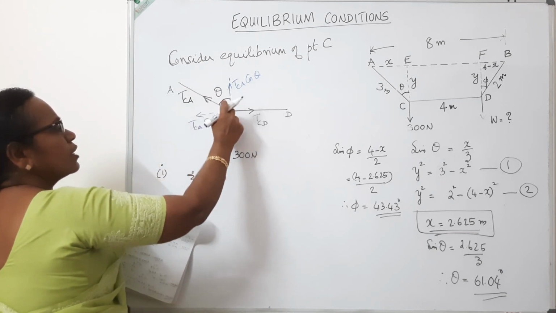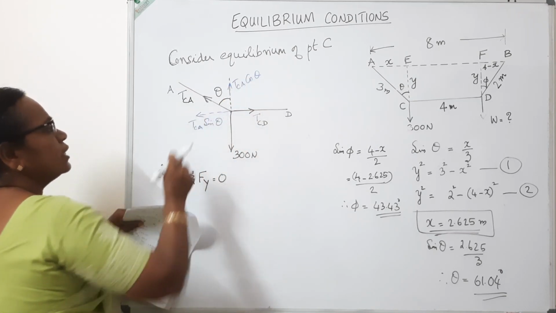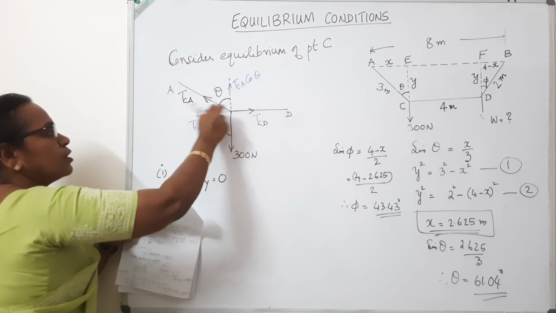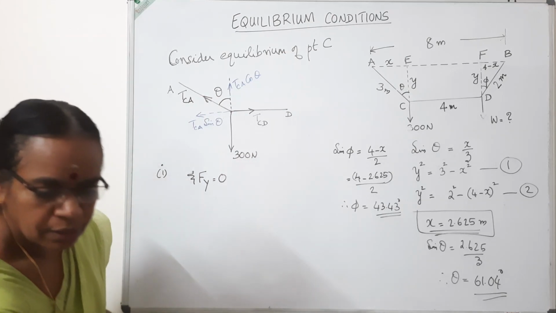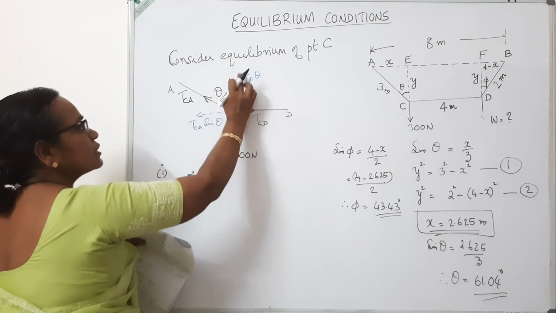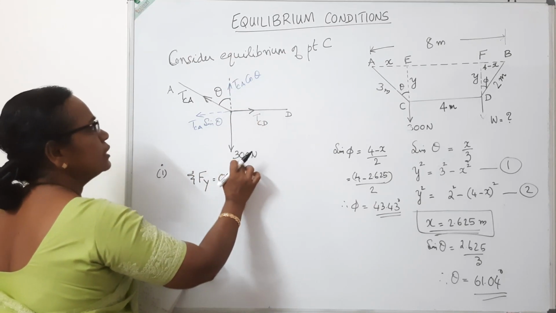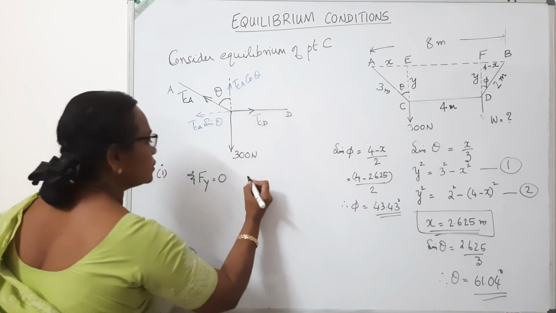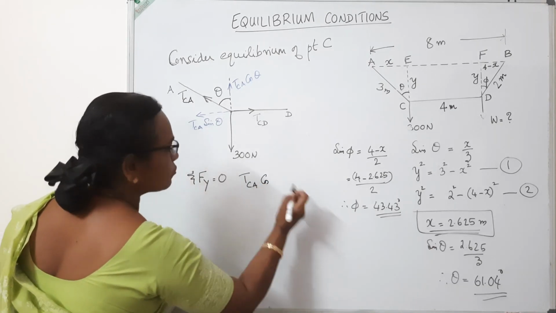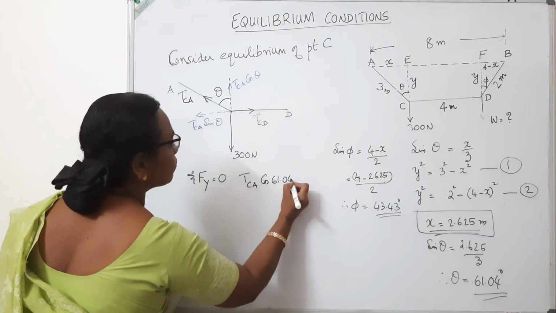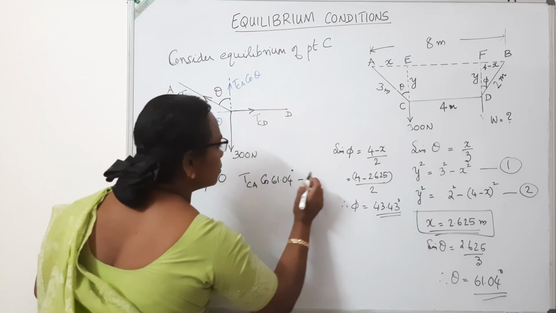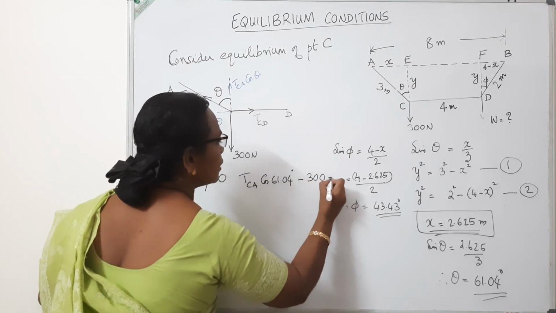This inclined force can be resolved into TCA cos theta and TCA sin theta. Since it is acting away from the joint, these two components will also be away from the joint. Now sigma Fy is equal to 0. There is one force acting vertically upward, the other acting vertically downward. So up is positive. So TCA cos theta, where theta is 61.04 degrees, minus 300, since it is acting downwards, is equal to 0.